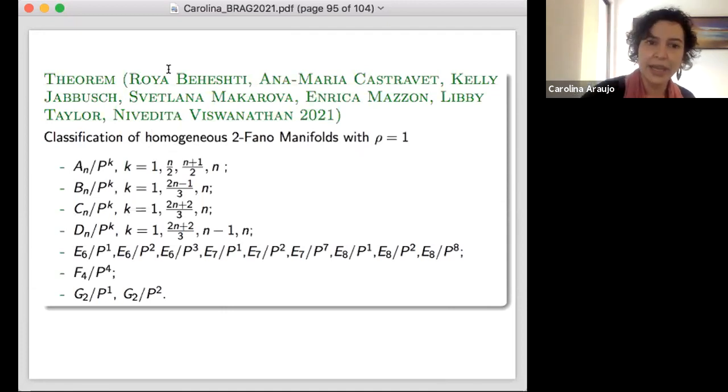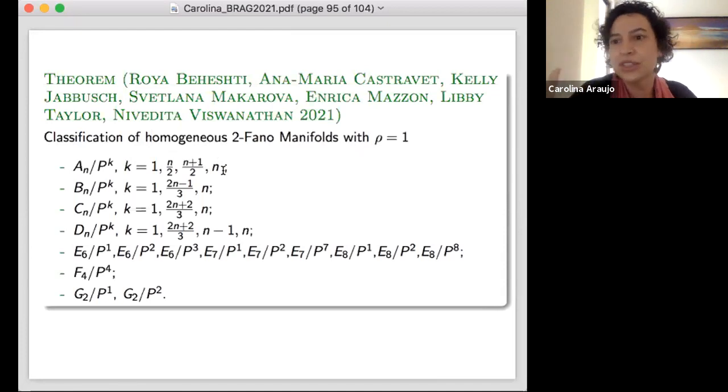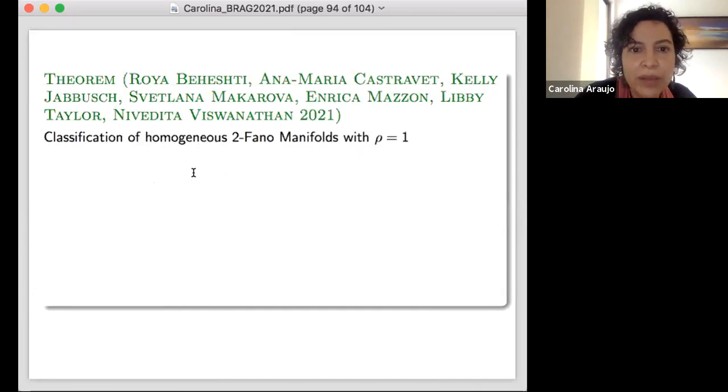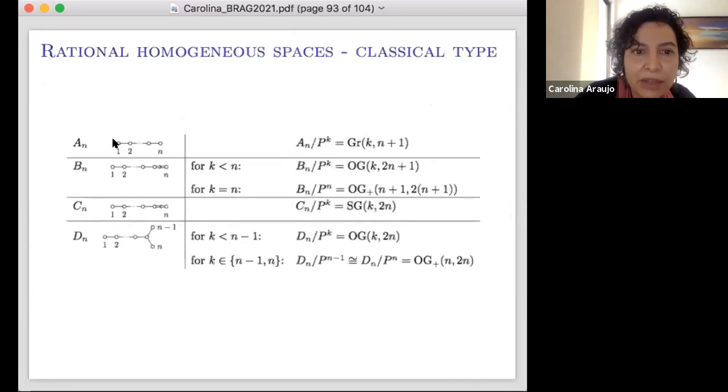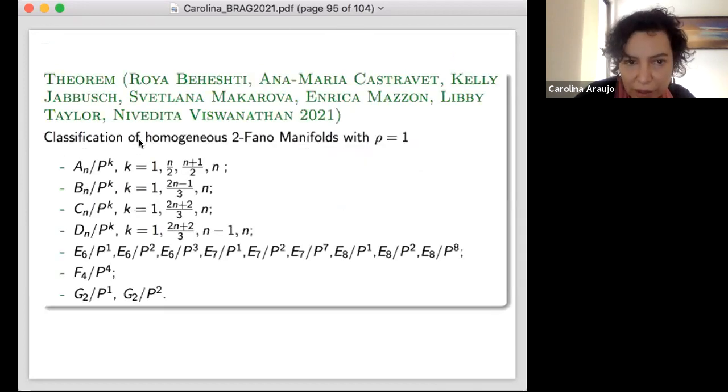So for instance, the An. Remember, this is the Grassmannian, and what this is saying here is that either the marking is the first one or the last one, so this is just Pn, or it is roughly in the middle. In the case of An, either you mark the first or the last one, or roughly you mark something more or less in the middle. And so these are the ones that are true Fano.